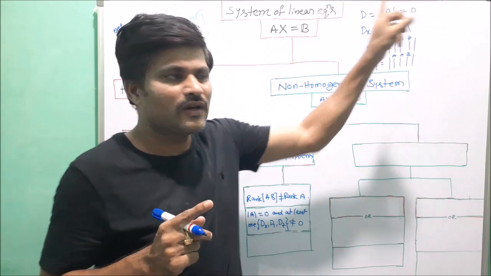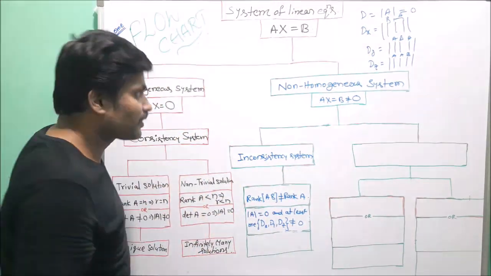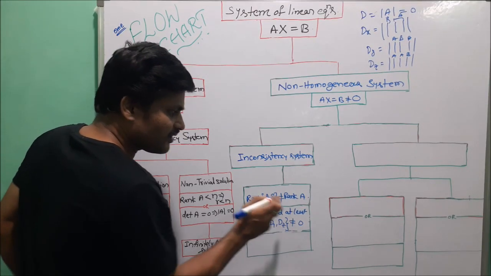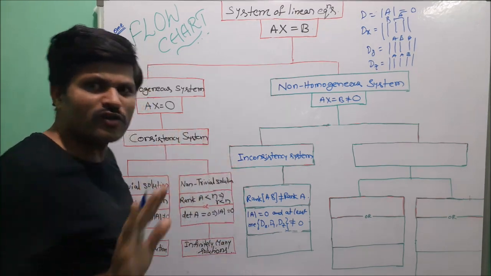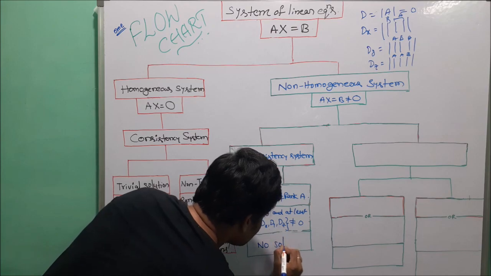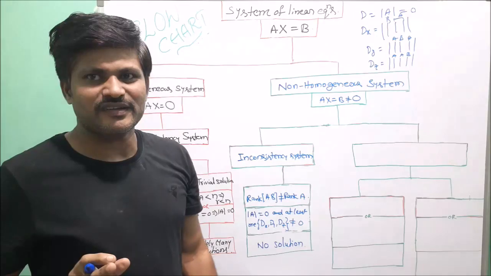Now at least one of these three determinants is non-zero and determinant A equals 0, D equals 0. Therefore the system is inconsistent. So we write that at least one of dx, dy, dz is non-zero, therefore this is an inconsistent system and it has no solution. So this is the procedure for the inconsistent system.